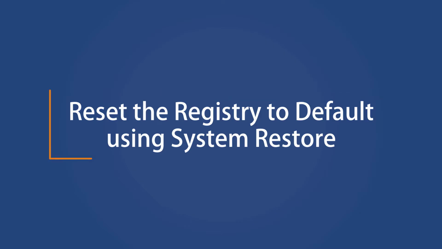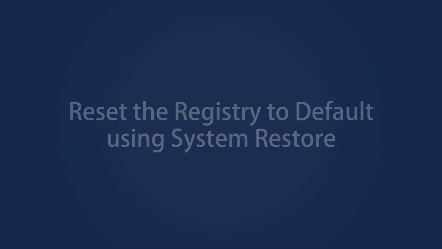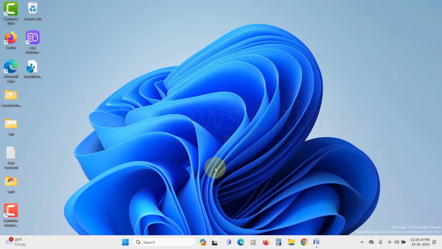Reset the registry to default using System Restore. If you simply made incorrect changes to an application or other computer configuration, you can use System Restore to restore the system to the state before the changes were made, and the registry will be restored to the state it was in before the changes were made.